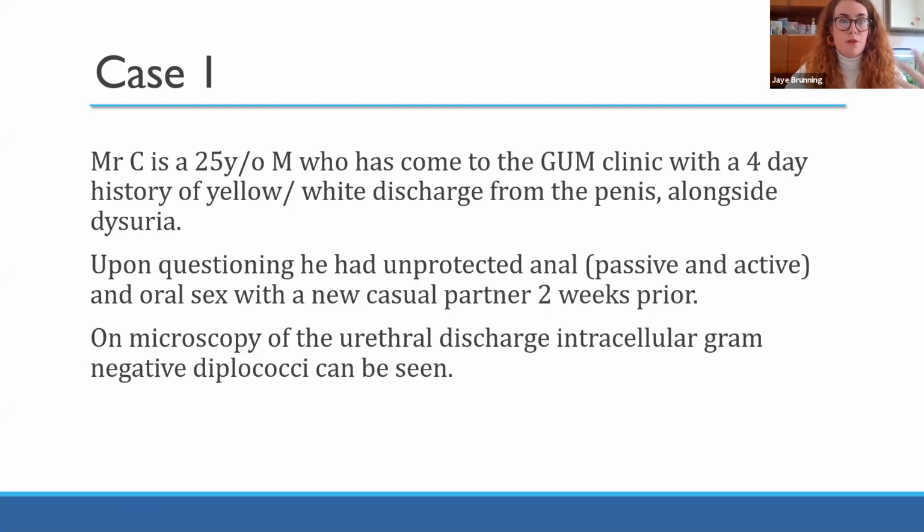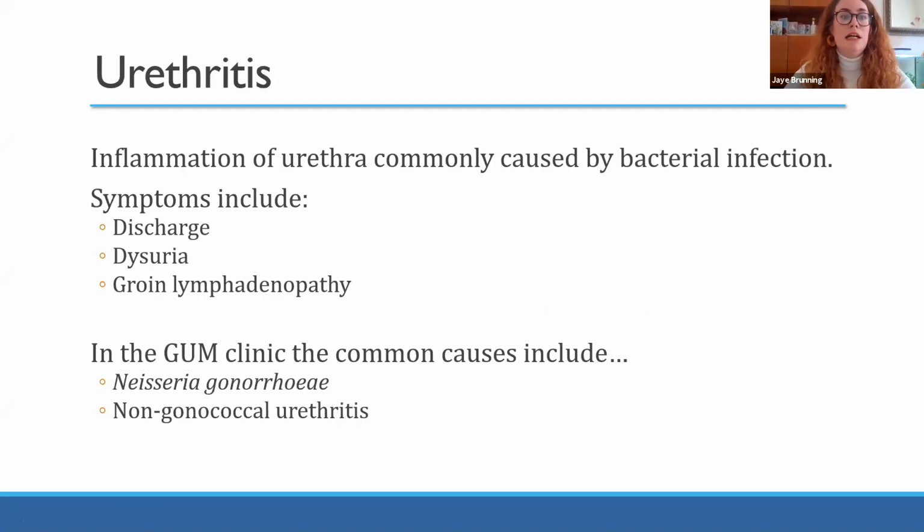So the case we're talking through at the moment is the presentation of something that's called urethritis. And that is inflammation of the urethra that's commonly caused by bacterial infection. That can be non-sexually transmitted, but obviously as we're in the GUM clinic setting today, we're talking about the sexually transmitted ones. Symptoms include discharge from the penis or vagina, dysuria, so pain on urinating, and groin lymphadenopathy. That's just to name a few, the common ones. And in the GUM clinic, we like to split the causes into 2 separate things. So firstly, one cause of urethritis is Neisseria gonorrhoeae, the bacteria that causes the disease gonorrhea. And the other side of the coin is non-gonococcal urethritis. So I'm going to go through those now.